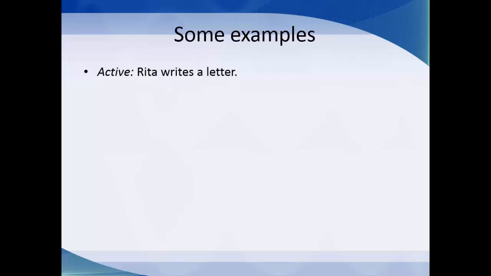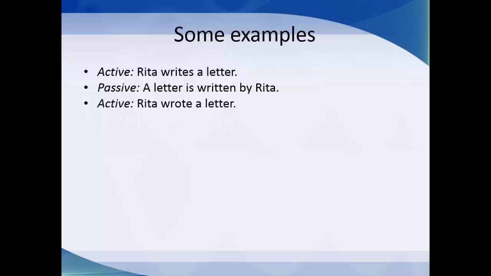When we say "Rita writes a letter," this is an active sentence. But what is the passive voice of this sentence? Firstly, we have to identify the tense of the sentence, which is present simple. So the passive must be like this: "A letter is written by Rita." I'm starting with the object, then a suitable verb to be according to the object, whether singular or plural, then the past participle of the verb.